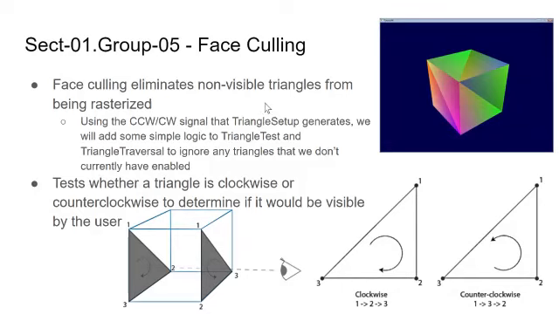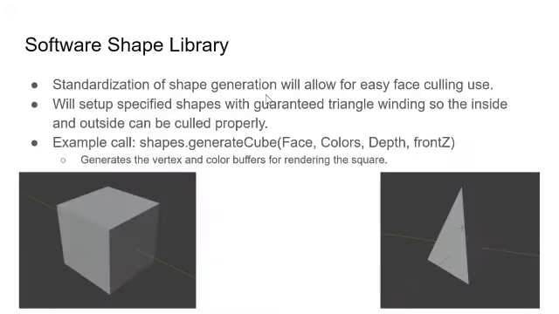Yeah, next slide. So in addition to having the triangle face culling going, we are also going to implement a software shape library with the idea that it would be really nice to have an easy way to create both 2D and 3D shapes, kind of similar to if you're using a 3D modeling program and you can just create a shape.